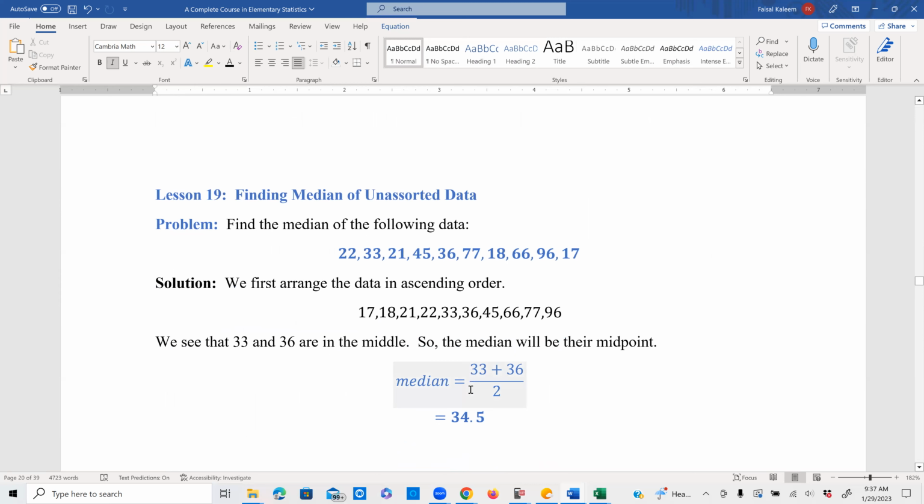Find the median of unsorted data. So this is unsorted data. We first arrange it in ascending order. So we see 33 and 36 are in the middle in this case. The median will be their midpoint, which is 34.5.